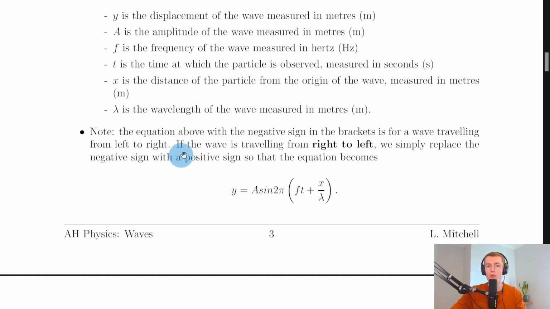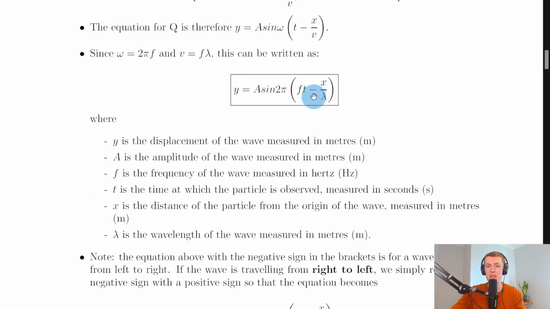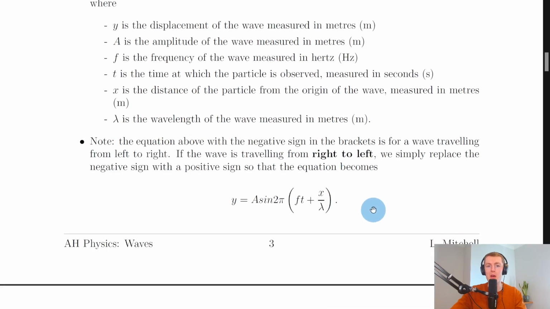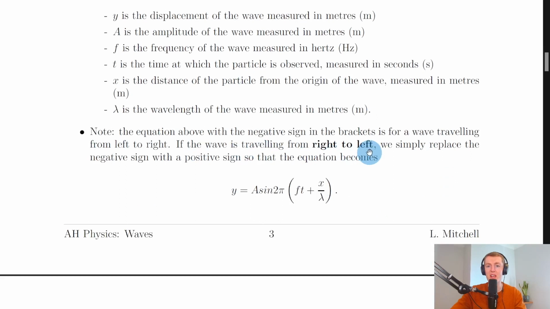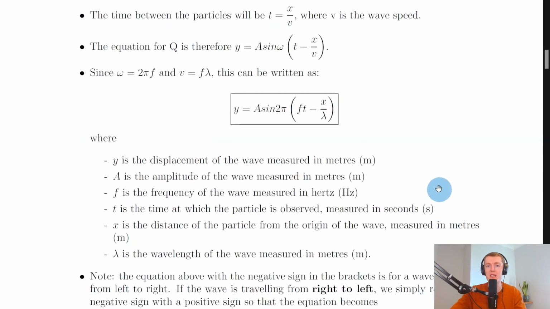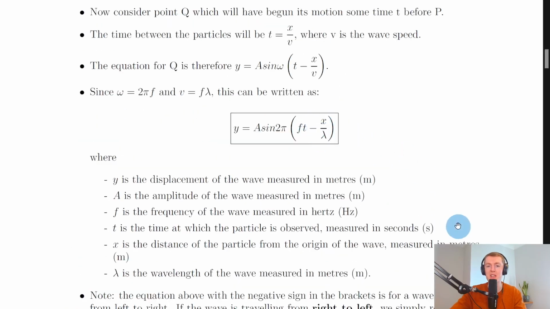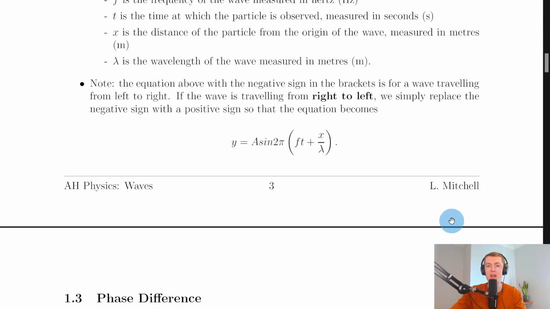Lastly, it says to note that the equation above with the negative sign in the brackets is for a wave travelling from left to right. So this negative sign means it's travelling from left to right. However, if the wave is travelling from right to left in the opposite direction, we simply replace the negative sign with a positive sign so that the equation becomes y equals A sine 2 pi times (ft plus x over lambda). So you need to remember that for a wave going from left to right, it's going to have the negative sign in the brackets, whereas if the wave is travelling from right to left, it's going to have the positive sign in the brackets.